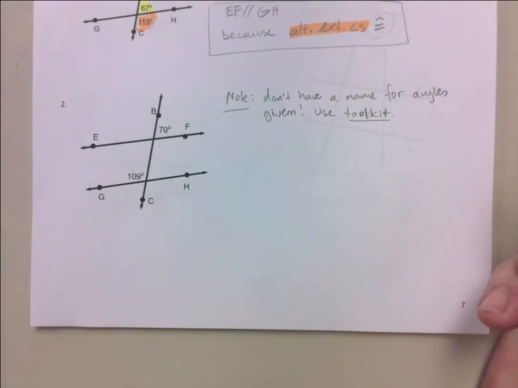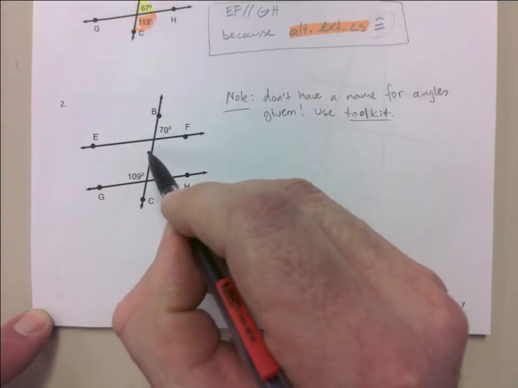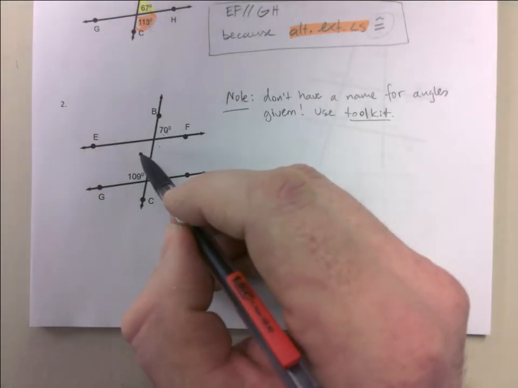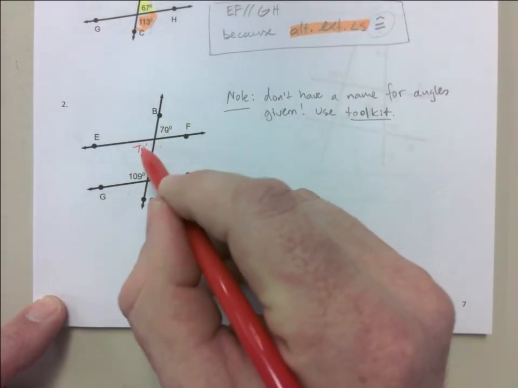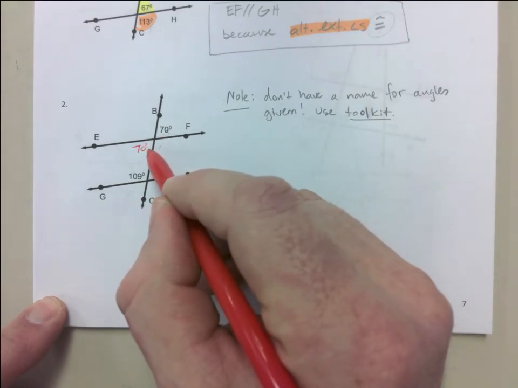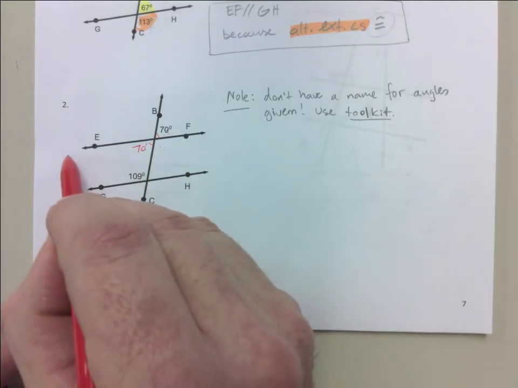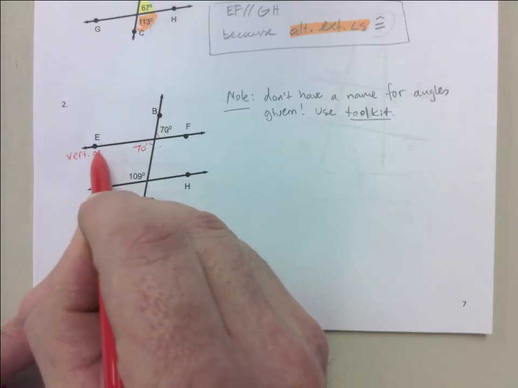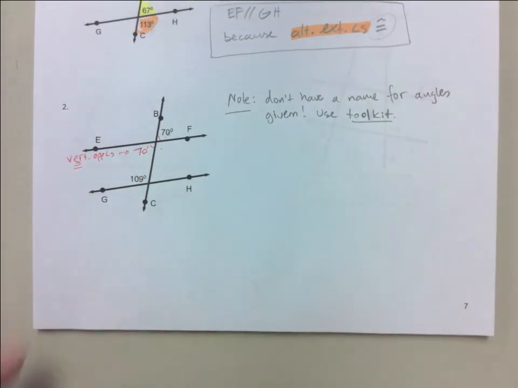The toolkit has the ones that are always true. Let's use those, and try to be efficient here. If this is 70, what's this one here? 70, right? Why is that? What property did I use there? Vertically opposite angles. So I figured out these two. I'm just going to say vertically opposite angles are congruent. That's how I got that one. That was my first step.